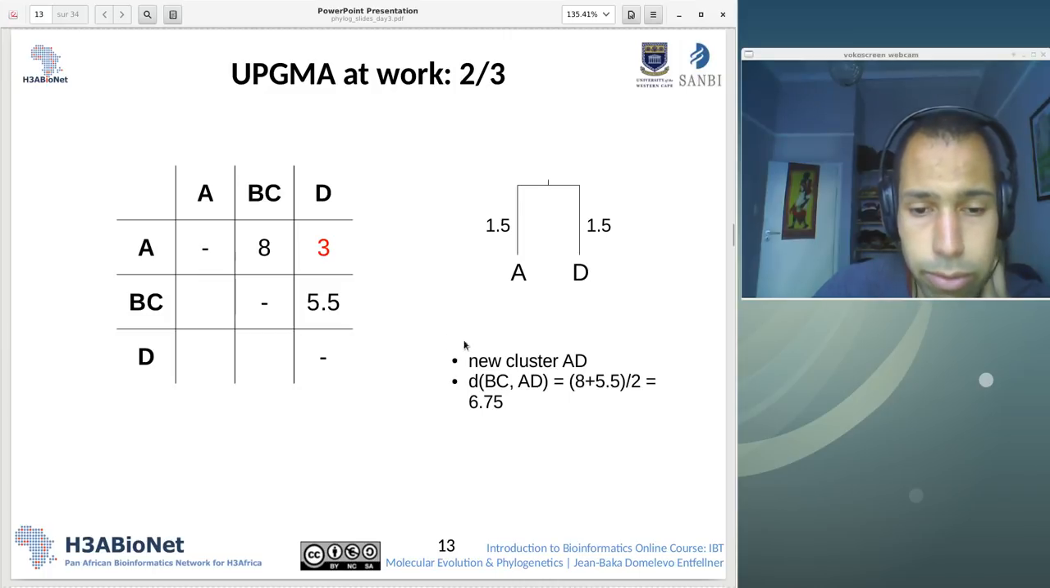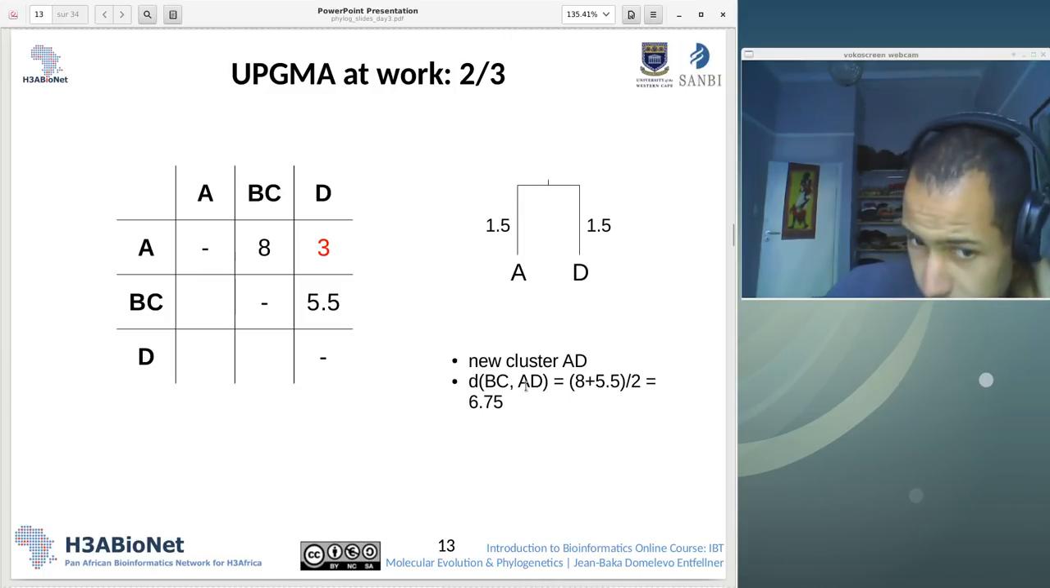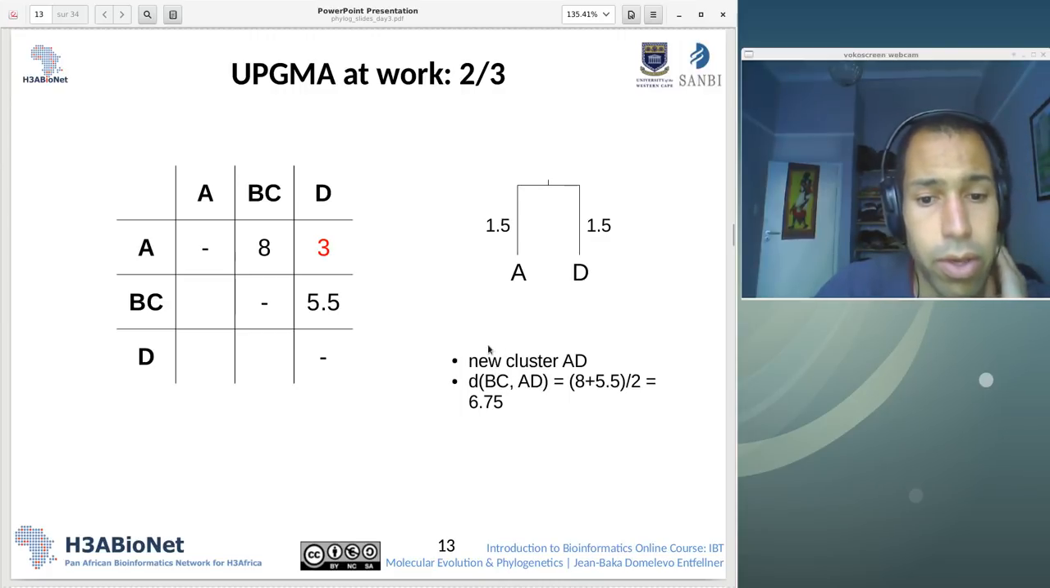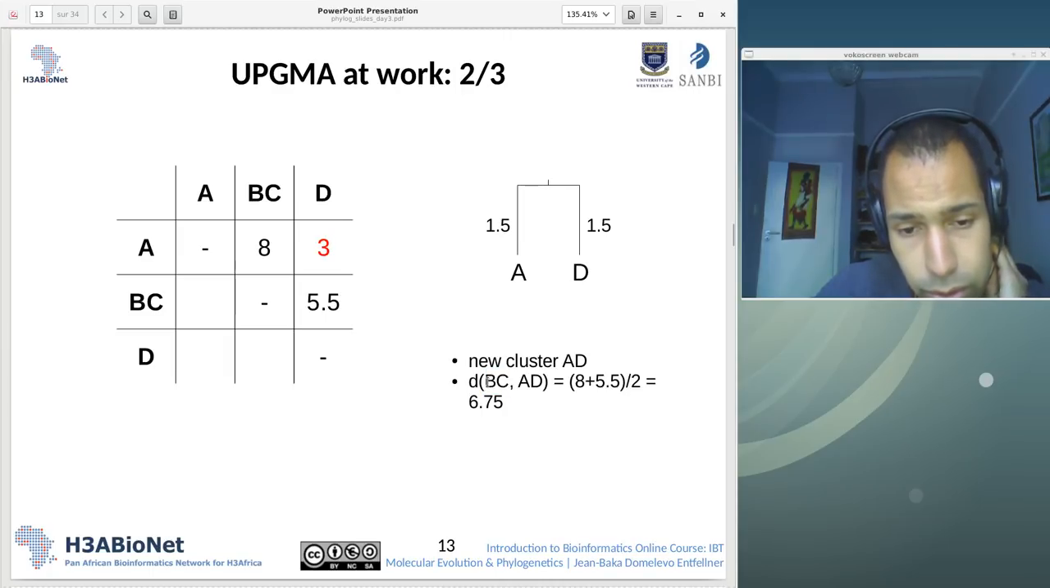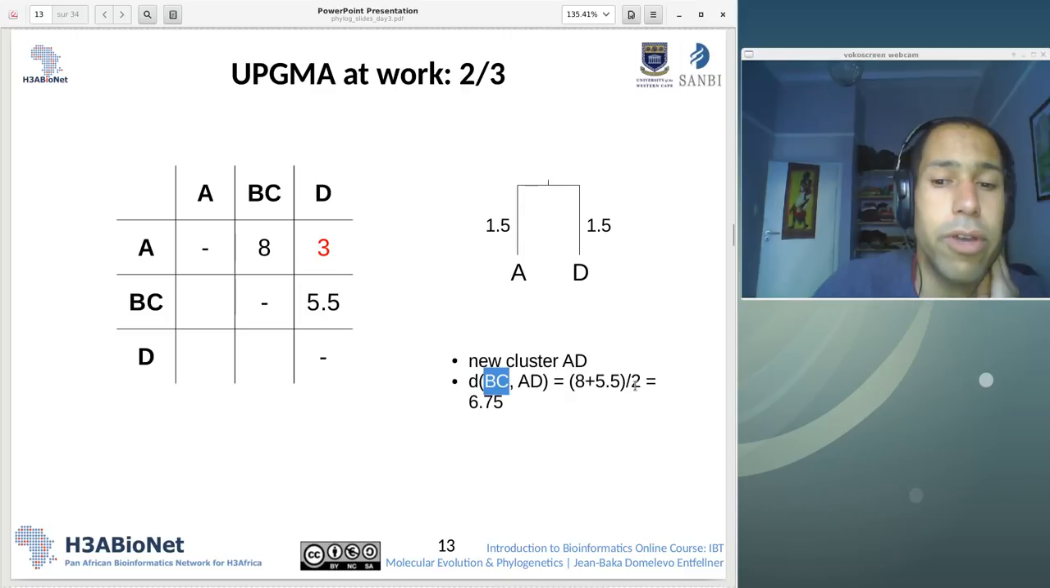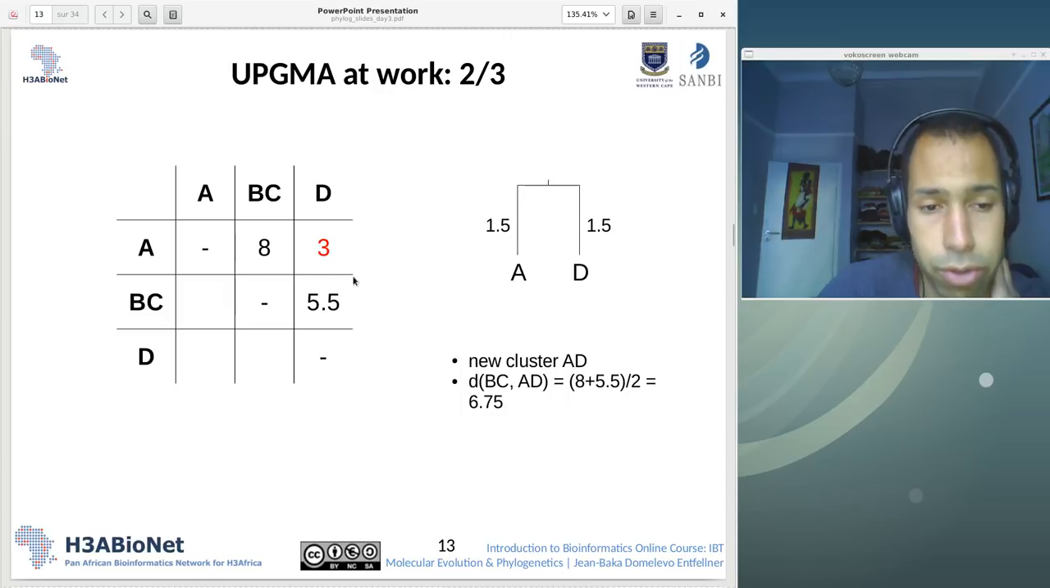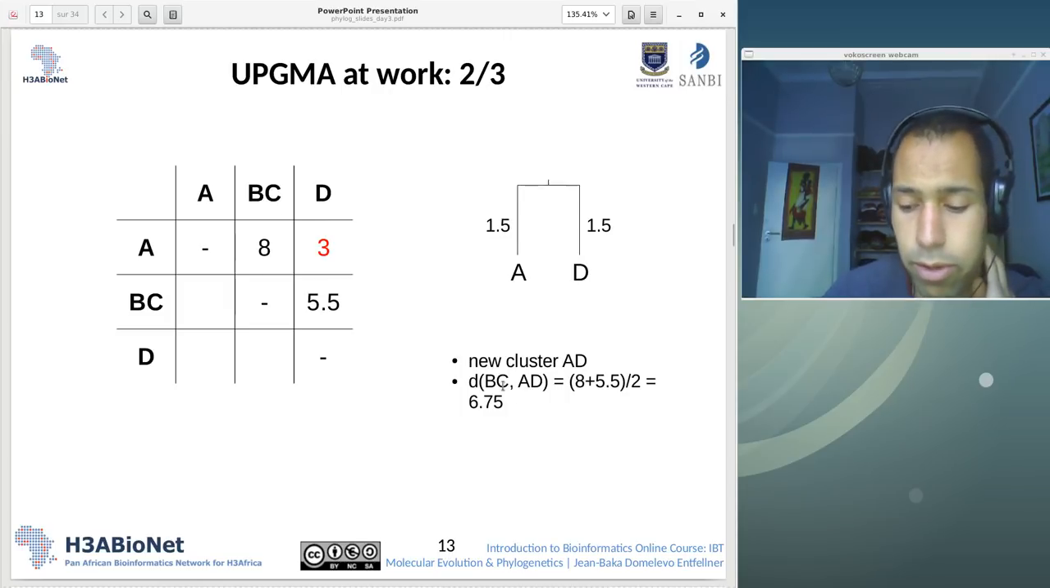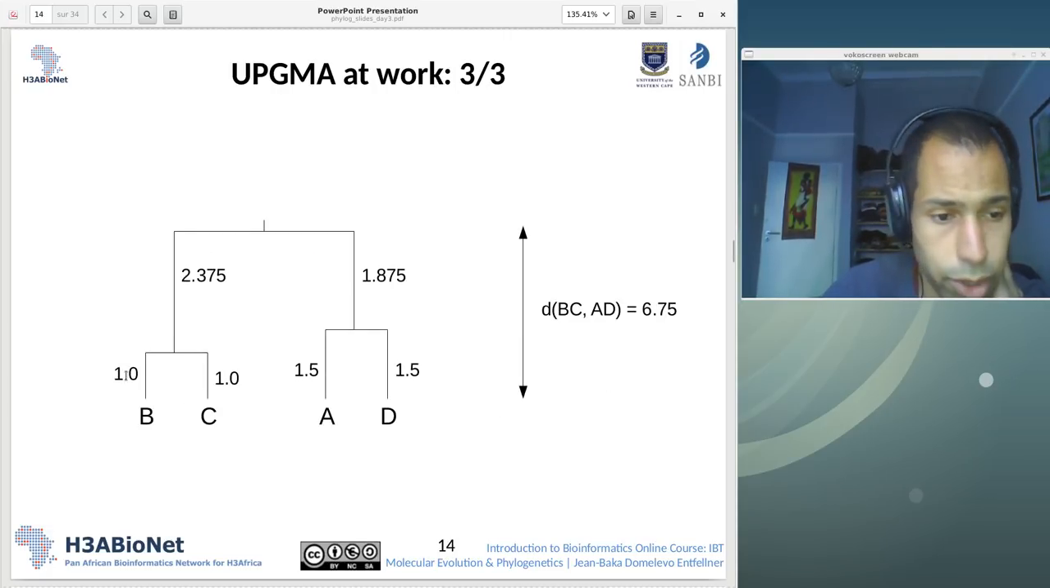And now we have the new cluster AD and the cluster BC. We have to calculate the distance between AD and BC. Now we have calculated BC is one cluster, so we take the mean of the distance between BC and A and the distance between BC and D. Okay? So it's 8 plus 5.5 divided by 2, it's 6.75, right? So we would have another distance matrix, but that contains just one value now, linking BC and AD, 6.75. So that's what we have.